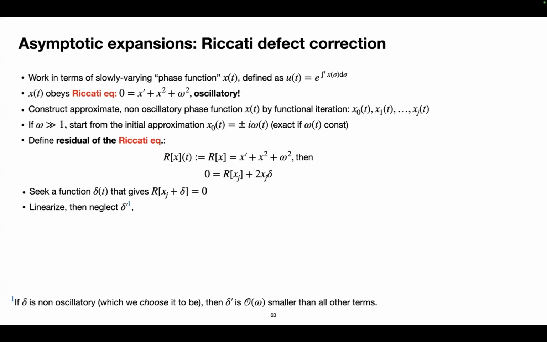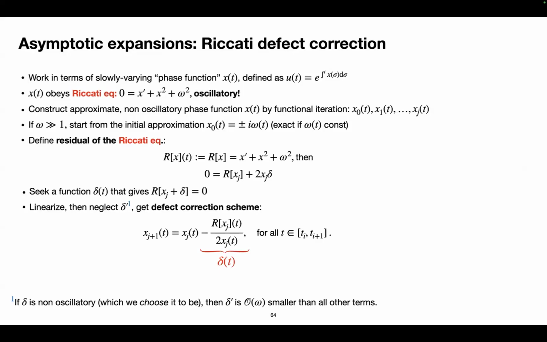And what I'm left with is actually just an algebraic equation that I can solve. So I solve that for delta, and what I get is that delta is minus r of xj over 2 xj. And what this gives me is how I can update from my initial guess for x. So the next iteration is just defined by this recursion relation. Okay, cool.